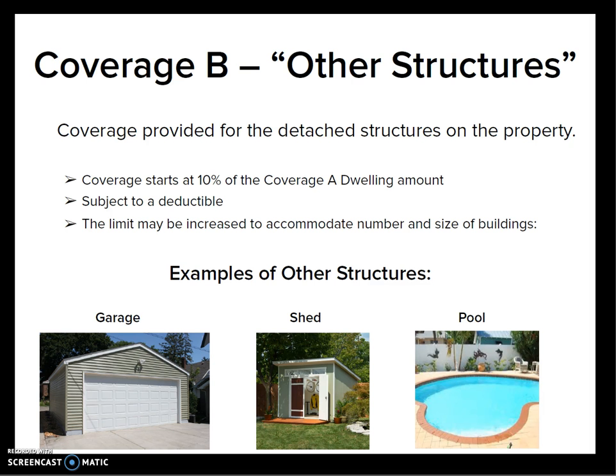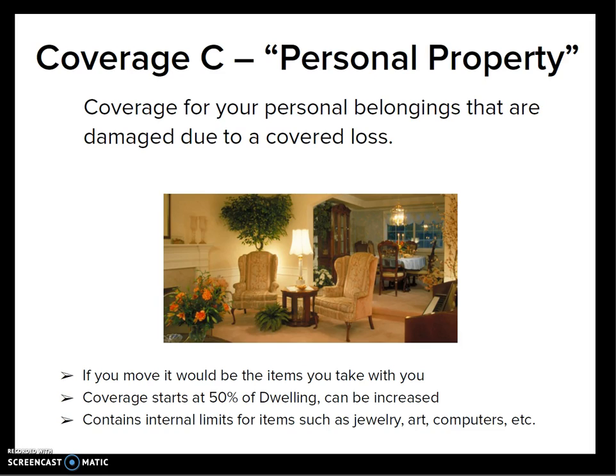Coverage B is going to be your other structures. If you veer your eyes down to the bottom of the screen there, it's going to show you a couple of examples like a garage, shed, pool. It is not limited to this, but these are a few great examples of things that can be considered other structures. This coverage provides for the detached structures on the property. Coverage starts at 10% of the coverage A dwelling. It is subject to a deductible, and the limit may be increased to accommodate number and size of buildings.